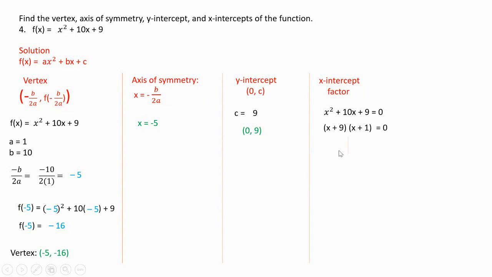Then we apply the zero product property. It's going to be x plus 9 equals 0 and x plus 1 equals 0. We subtract 9 from both sides, which gives us negative 9. For the second one, we subtract 1 from both sides, which gives us x equals negative 1. So these are my x-intercepts: negative 9, 0, and negative 1, 0. And then they also ask you to graph it. To graph it, you plot all those points and then just connect them. It's going to be a parabola.